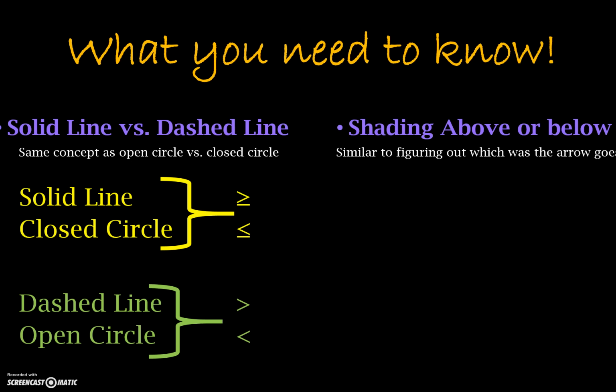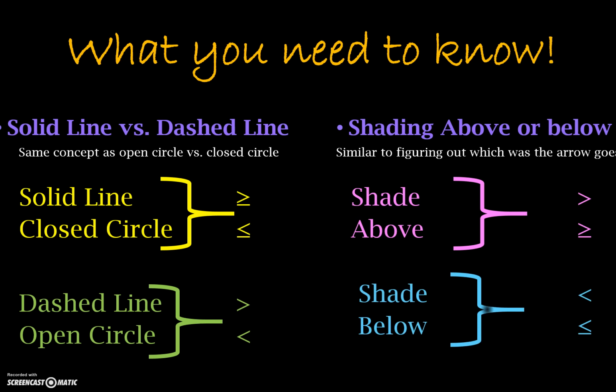And just like we shaded to the left or to the right, we're now going to be shading above or below a line. So same idea. If we have a greater than or a greater than or equal to, we think about numbers that are bigger. We shade above the line. If we have a less than or a less than or equal to, then we think of numbers that are smaller. We're going to shade below the line.